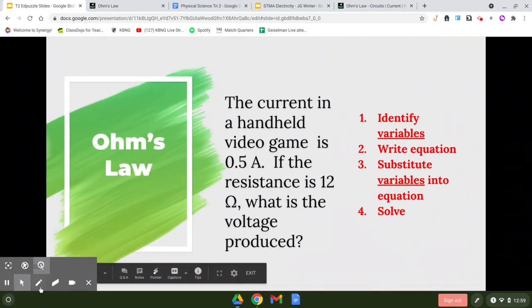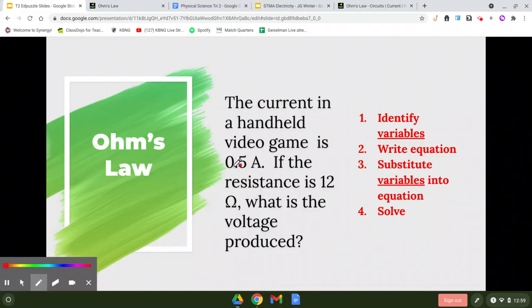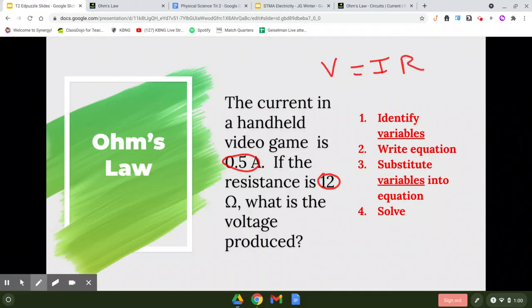So hopefully you guys identified the variables as 0.5 amps and 12 ohms. And you use the equation V equals IR. You substituted in 0.5 amps times 12 ohms. And 12 times 0.5 gives you an answer of 6 volts.